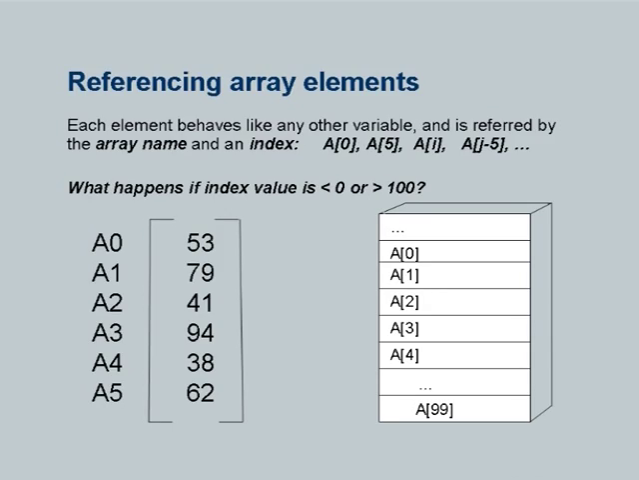Consequently, we say that each element behaves like any other variable but is referenced by the array name and an array index. And we notify our students that A[0], A[5], A[I], A[J-5] could be valid references to any element of the array. A[0] will mean 0th element, A[5] will mean 5th element, actually 6th in the context of C. A[I] will mean ith element, provided I has a valid value. A[J-5] is another valid element, provided J has a correct value.